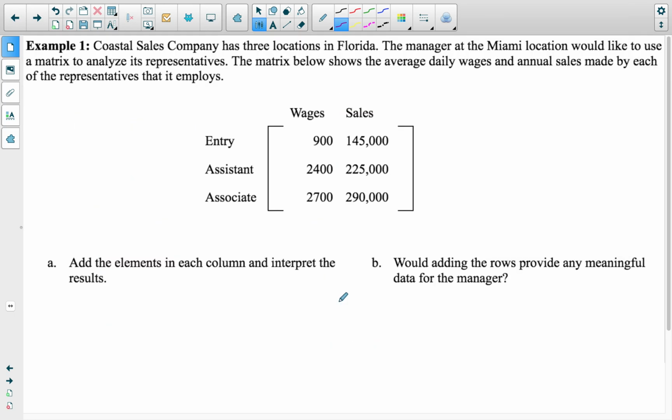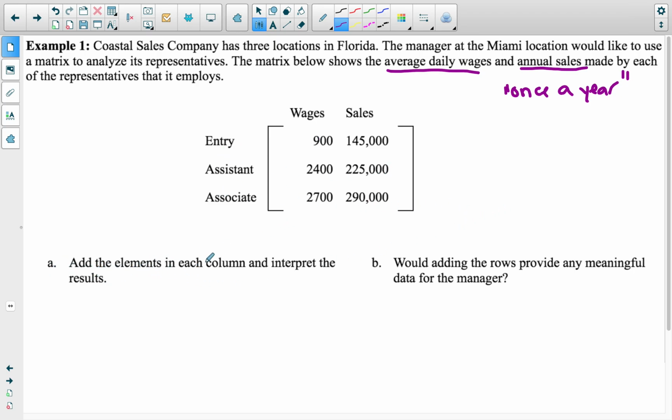All right, so example 1, Coastal Sales Company has 3 locations in Florida. The manager at the Miami location would like to use a matrix to analyze its representatives. This matrix shows the average daily wages and the annual sales. Remember, annual means once a year or yearly, so yearly sales made by each of the representatives that it employs. All right, and so here we see this matrix, these big brackets, and numbers in each one, and each row means something. It's kind of like a table, all right?